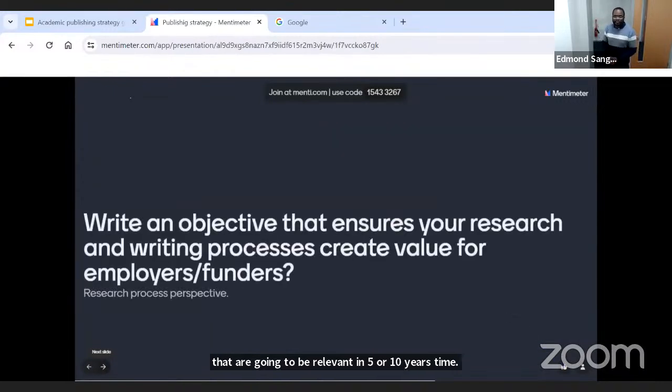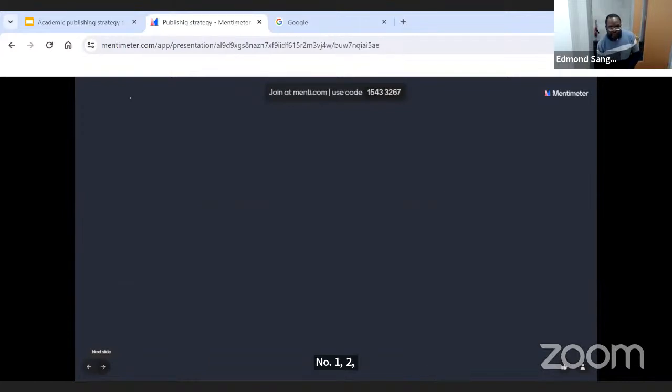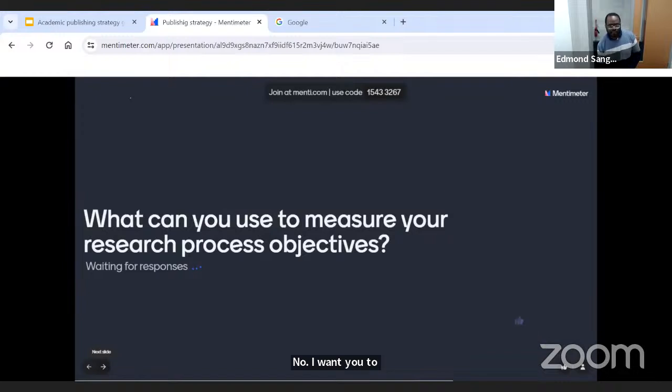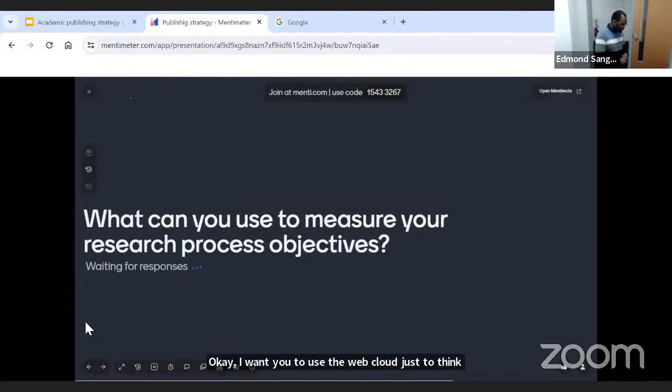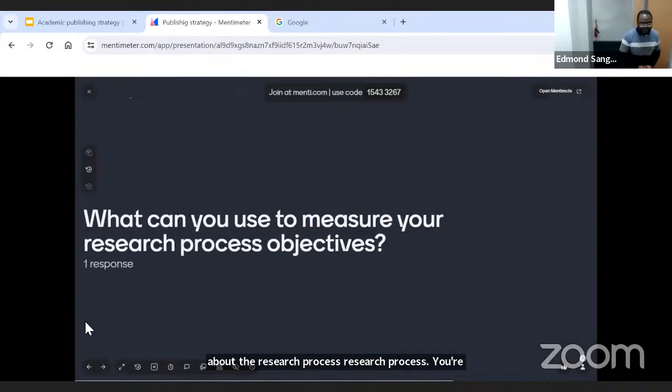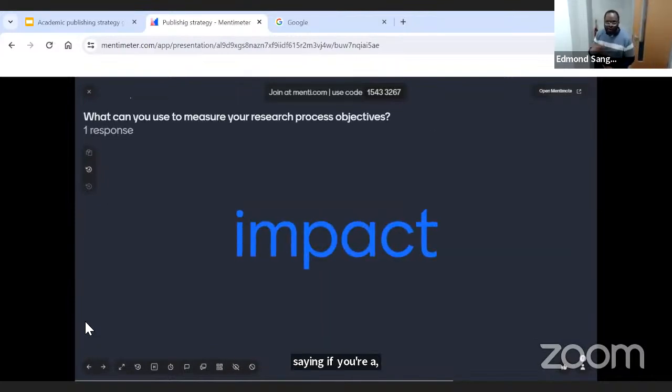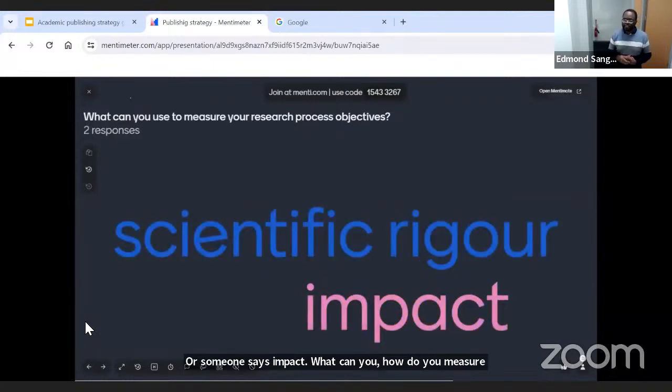Now, I want you to use the word cloud just to think about the research process. Research process, we are saying, if you are a laboratory-based person, when you walk into the lab, what is the most important thing that you're going to look at? Someone says impact. How do you measure impact, really? That's the question that we are asking.